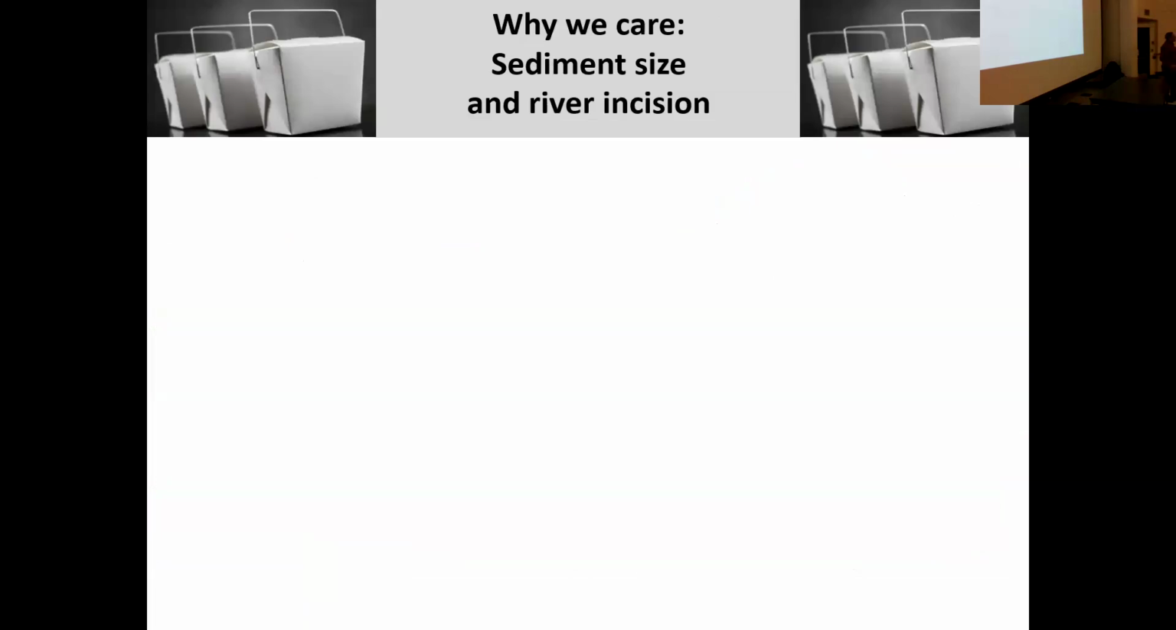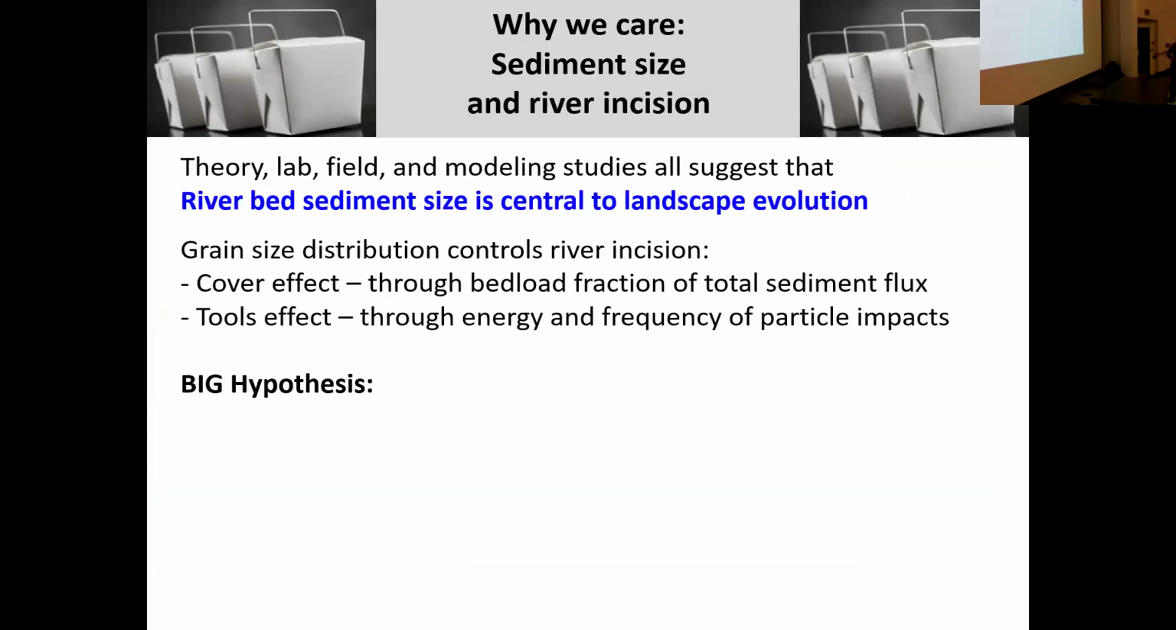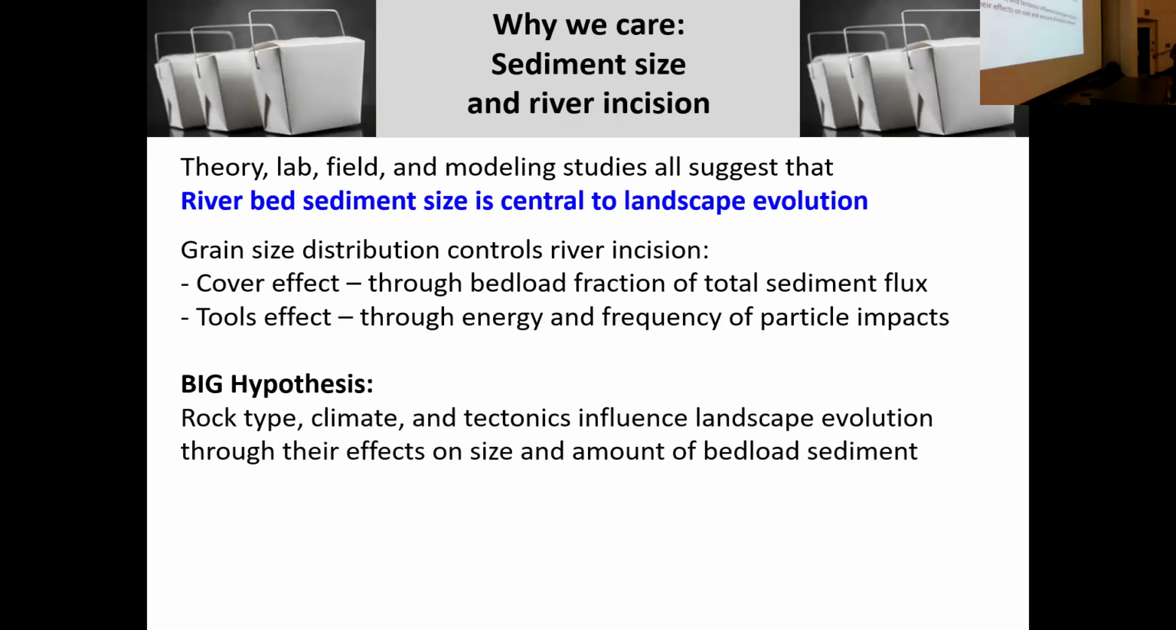And I think we all should be caring about sediment size because of its importance in cutting valleys and in sizing landscapes. But just to summarize, we have theory now, field, lab data, modeling studies that all suggest that riverbed size is central to landscape evolution. And that's through these two effects, the cover effect and the tools effect. And so this leads to a hypothesis that the things that control size are controlling landscapes through size.